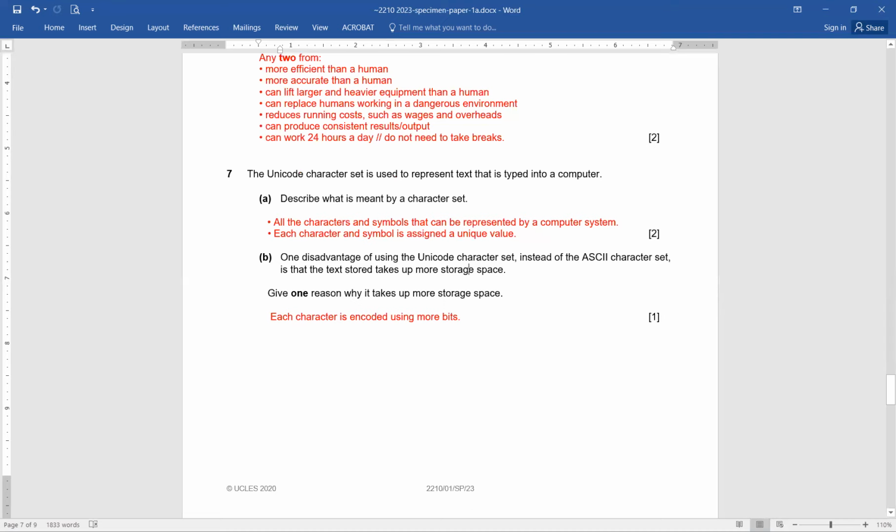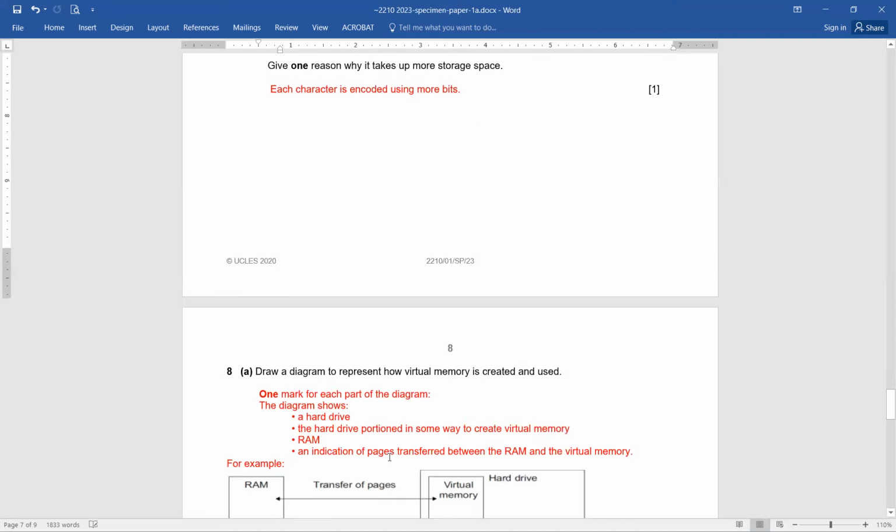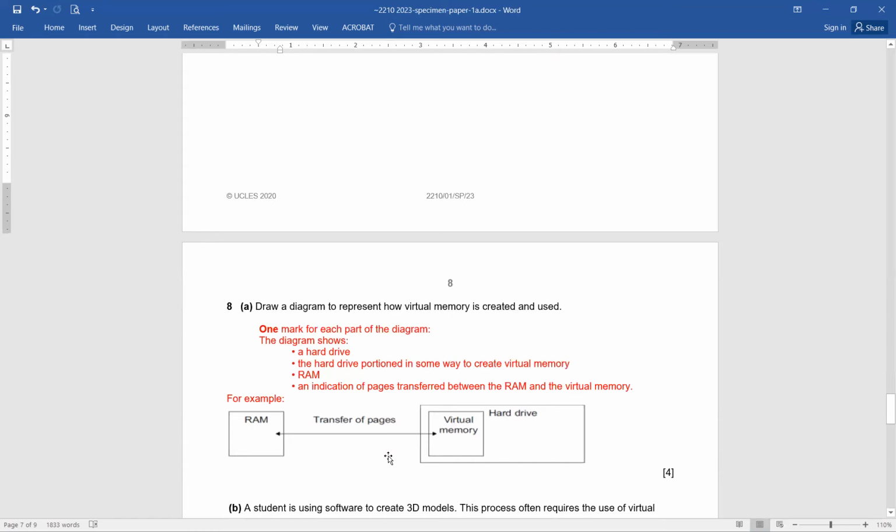Okay. Now, draw a diagram. Question number 8. Draw a diagram to represent how virtual memory is created and used. It's a 4-mark question. So now you need to see that here the student is supposed to draw the diagram, but what are the components that the diagram should hold?